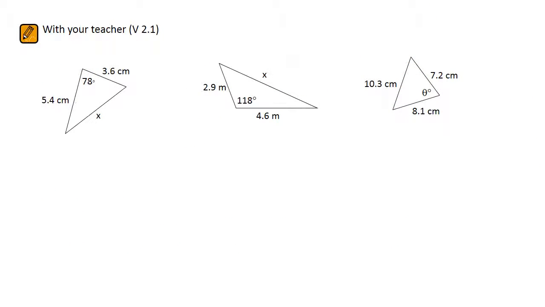In the first one, we say that x squared equals the sum of the squares of the other two sides minus twice their product times the cosine of the angle between them. So it's x squared equals 3.6 squared plus 5.4 squared minus 2 times 3.6 times 5.4 times the cosine of the angle in between 3.6 and 5.4. That's 78 degrees. From there on, you can do everything on your calculator. Don't forget to take the square root to find your answer.